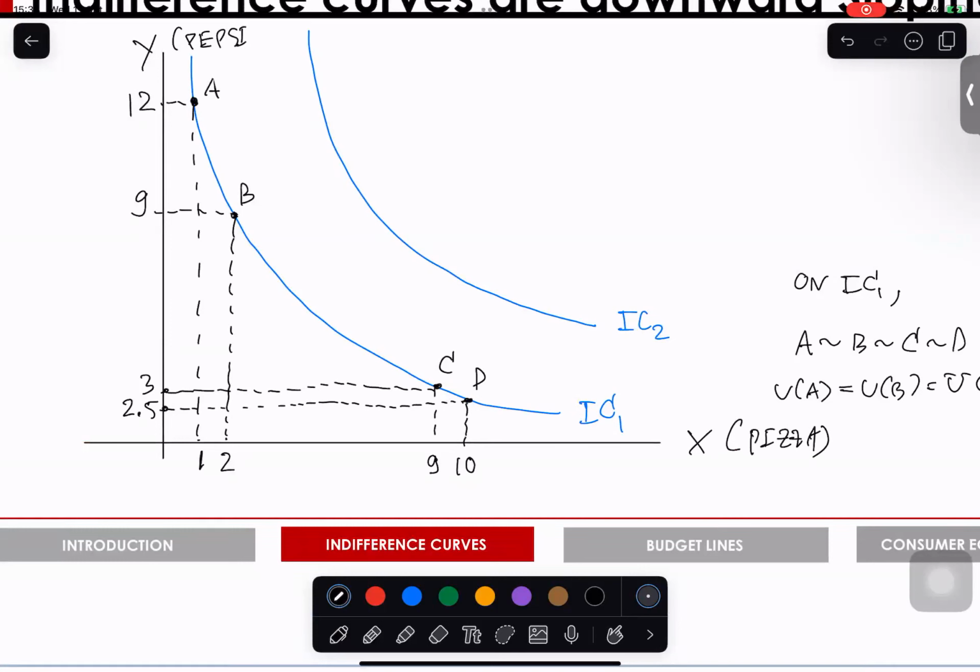So I just make up the numbers. Look, from basket A, with 1 pizza, 12 Pepsi, 1,12. Basket B, 2 pizza, 9 Pepsi. Basket C, 9,3. Basket D, 10,2.5.